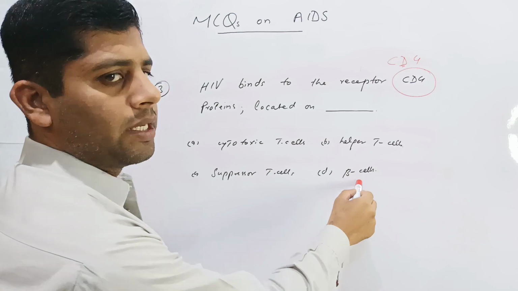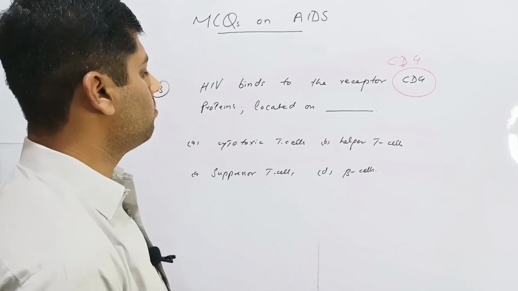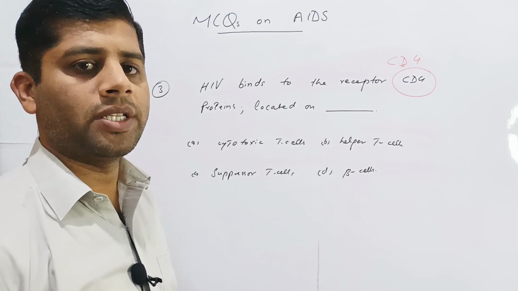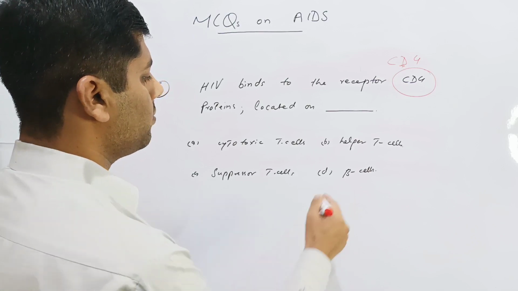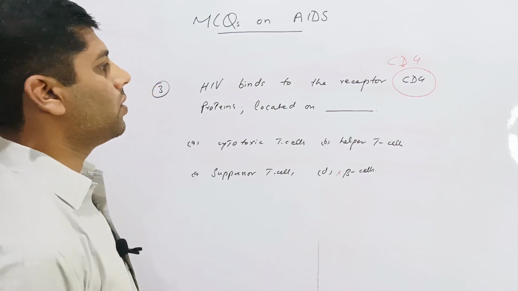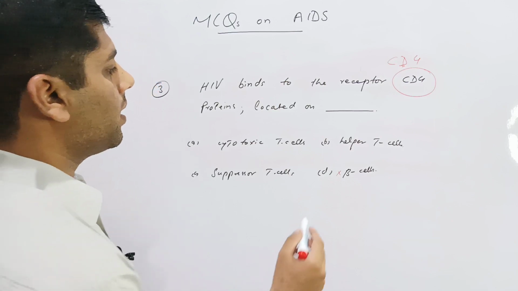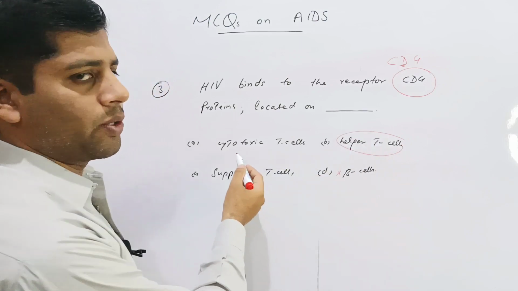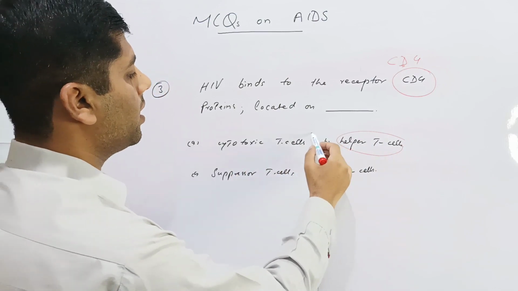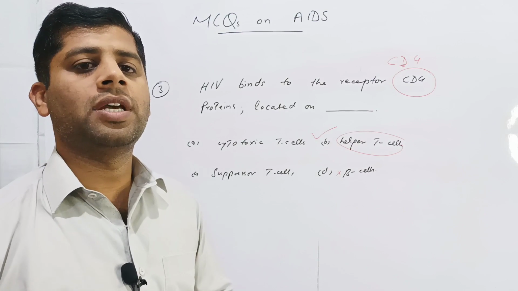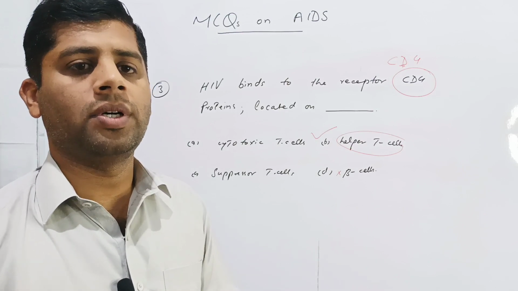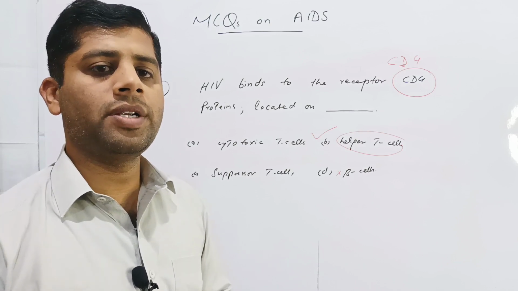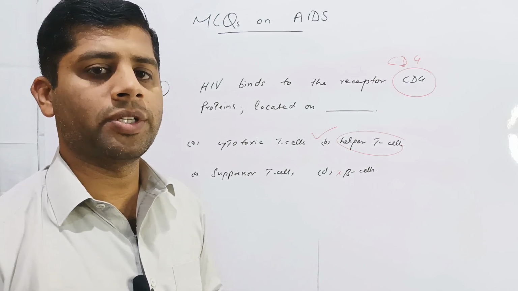Next is B cells or B lymphocytes. B cells do not have any concern related to HIV infection, so this option will be excluded. Now the CD4 receptors are located on helper T cells. These are not present on suppressor or cytotoxic T cells. So the correct answer is helper T cells, which have antigen proteins called CD4 present on their surface to which the HIV virus attaches or binds and initiates the infection process.